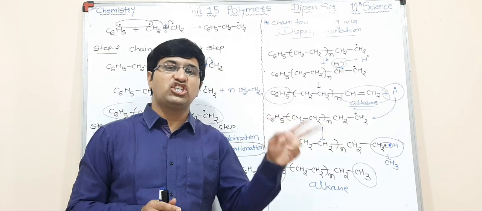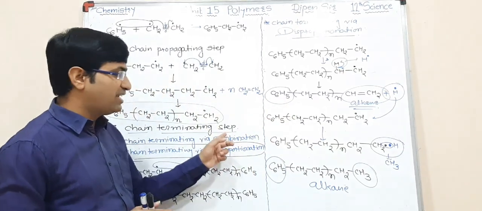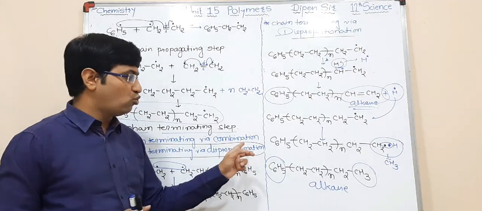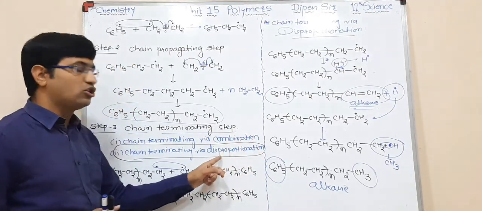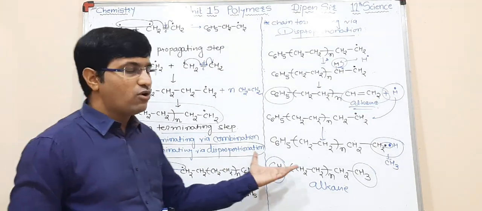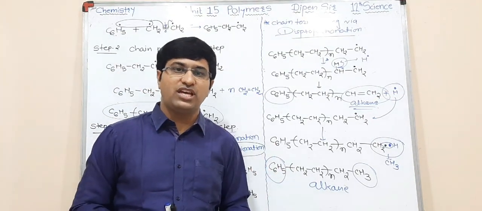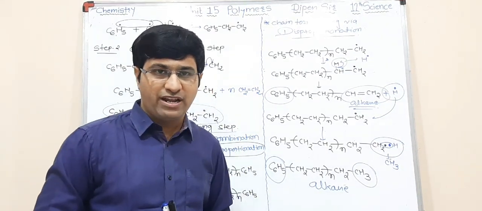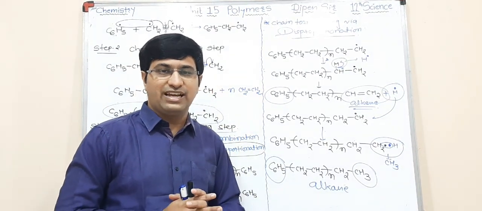And the last one is the chain terminating step. It takes place via two processes. It can occur through combination or through a disproportionation reaction. And that's how we obtain our product polythene from ethene. Okay, so I hope students you are aware how this reaction takes place.